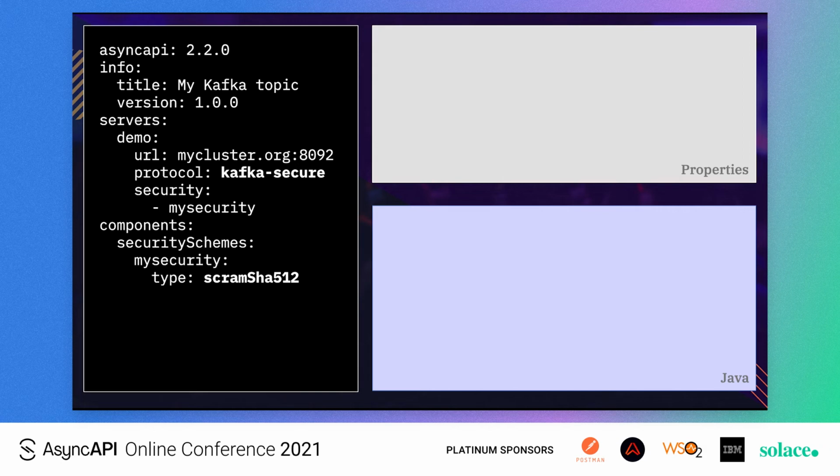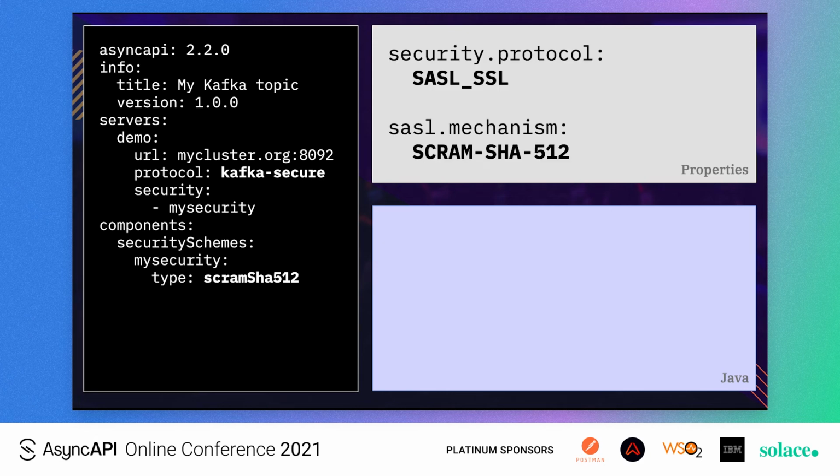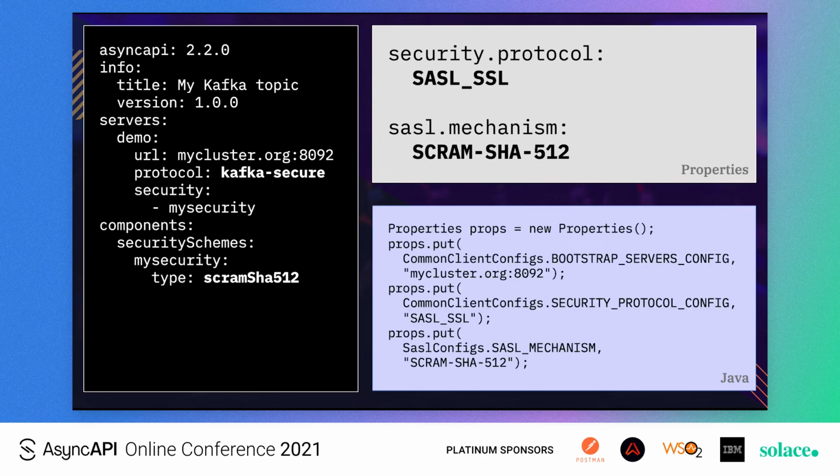Let's try one last example. In this one, the protocol is kafka-secure. So remember that means encryption, and there is a security scheme, so that means there's also authentication, and the security scheme type is telling us which SASL SCRAM mechanism to use. The security protocol we would use in an application for this is SASL_SSL: the SSL bit because there is encryption, and the SASL bit because we're using auth. And then the SASL mechanism identifies the auth type. And in code, it would look like this. Again, SASL_SSL for the security protocol, and SCRAM-SHA-512 for the SASL mechanism.